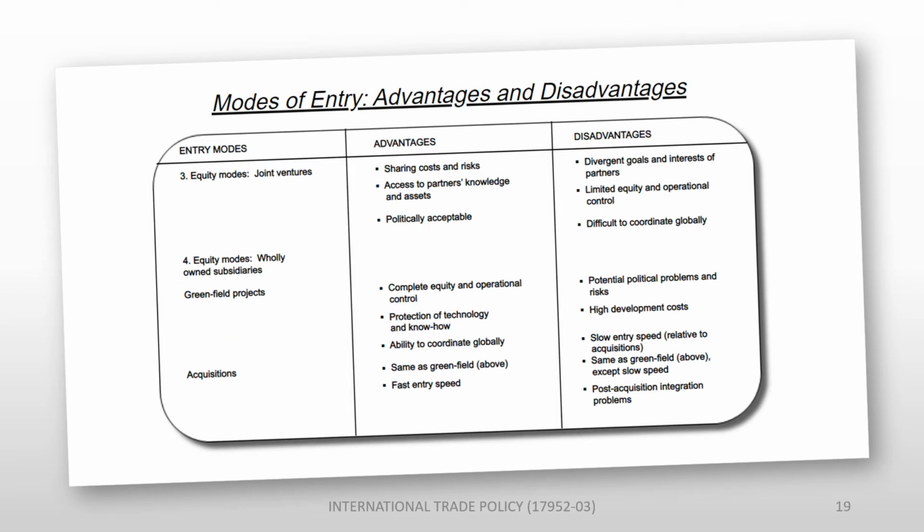Under equity modes, we have joint ventures and wholly owned subsidiaries. And the wholly owned subsidiaries have different kinds: the greenfield projects and acquisition. A joint venture or JV is a business arrangement in which two or more parties agree to pool or share resources for the purpose of accomplishing a specific task. This task can be a new project or any other business activity. But the disadvantage of this is that it could limit the equity and operational control. In every decision, you need to seek advice and consent from your partner. But this is one of the common entry modes that has been used throughout time.